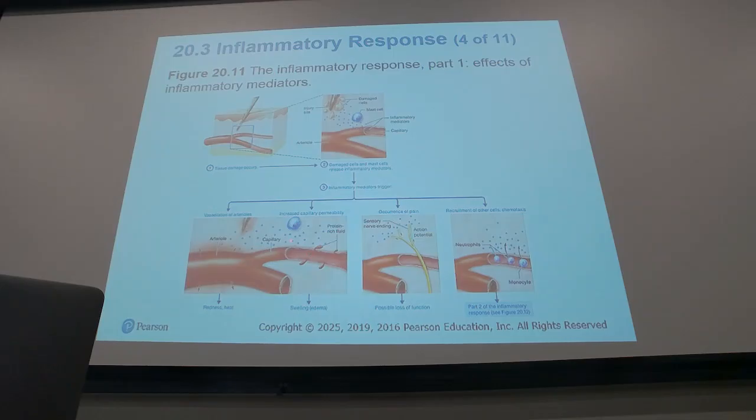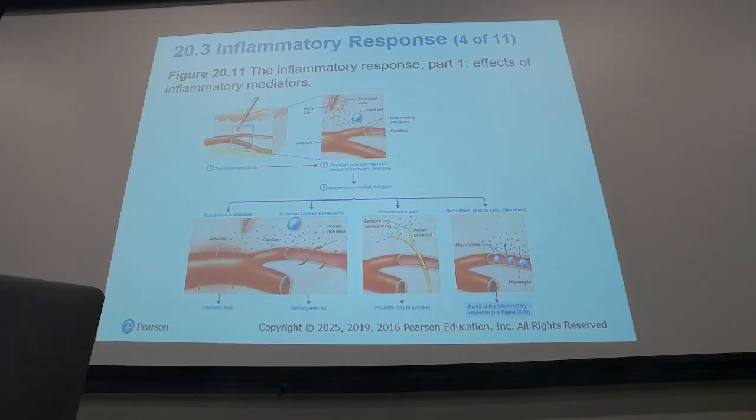Then you'll have release of protein-rich fluid into this area, and this protein-rich fluid is going to increase the diameter of this area. This is going to be edema. This is one of the first signs of inflammation. And then you will have increased circulation of blood within this area, so you will have increased temperature, leading to redness. That's another sign of inflammation.